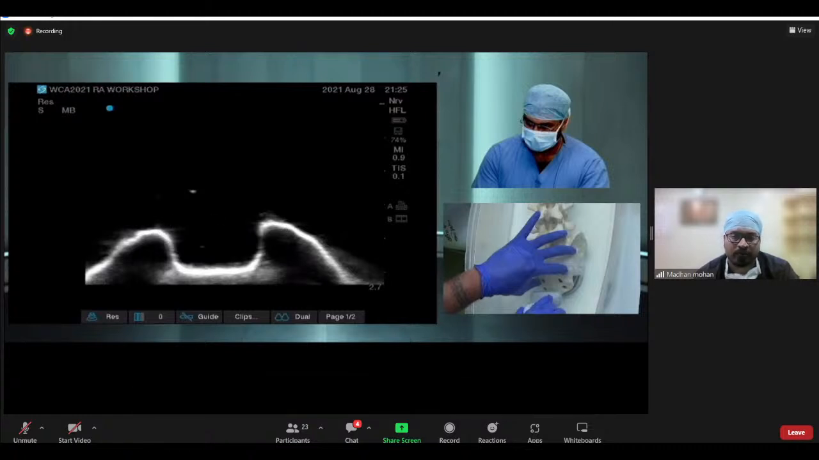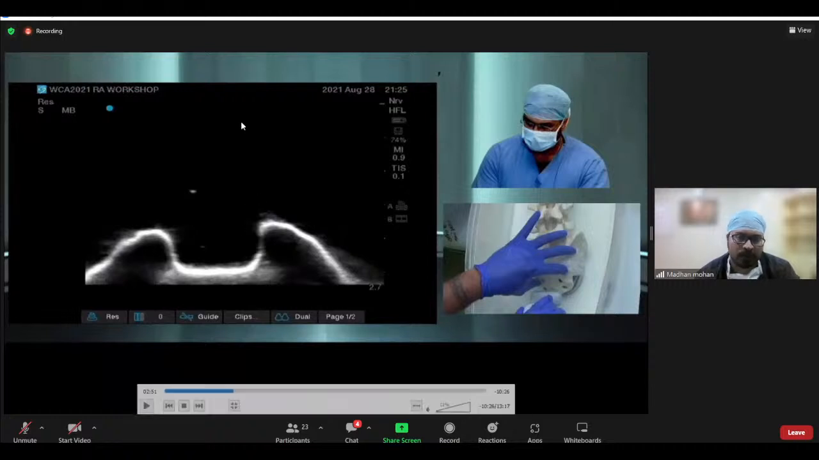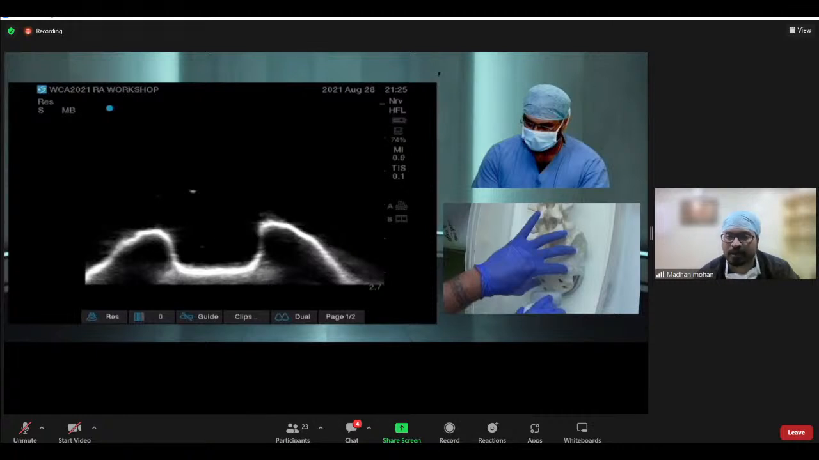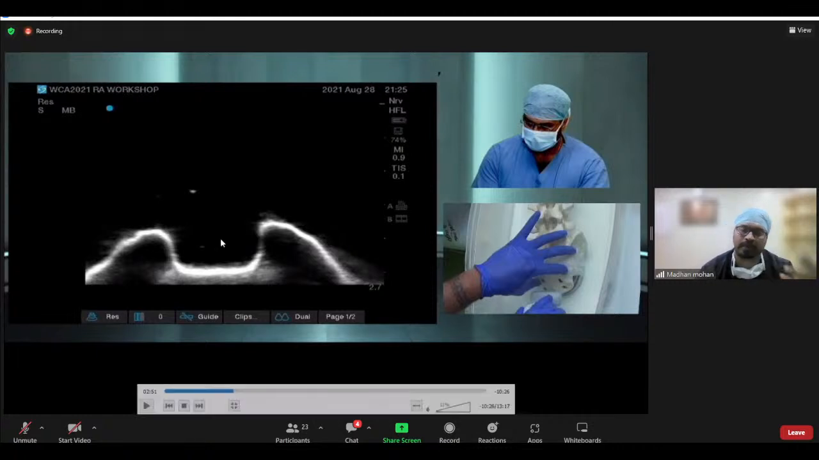Right. So if you want to do the block in this particular view, you keep the probe like this, get this image, and then introduce your needle either from the superior side or from the inferior side. The needle will be coming all the way here, and it's an out of plane approach. So you are going to get only some part of the needle which is underneath the probe, mainly the needle tip. Right.